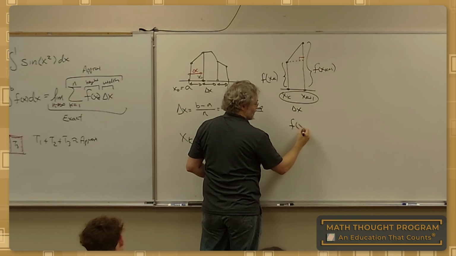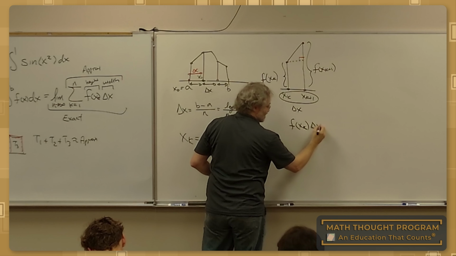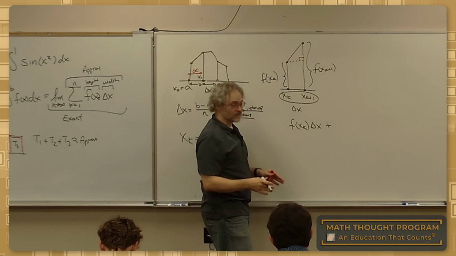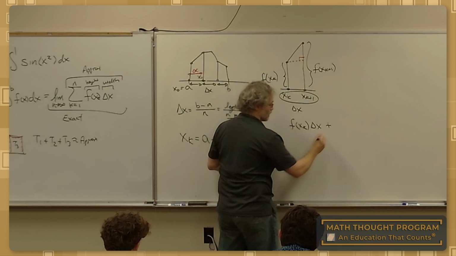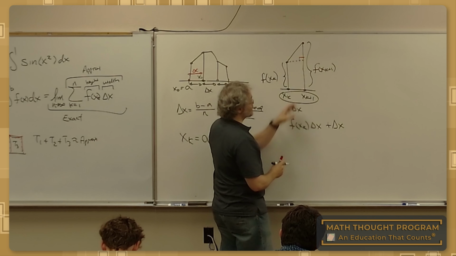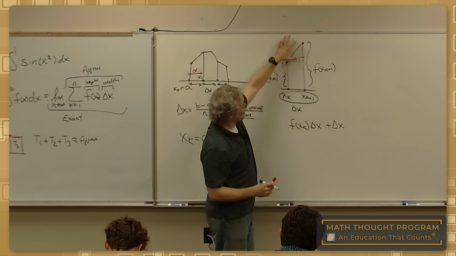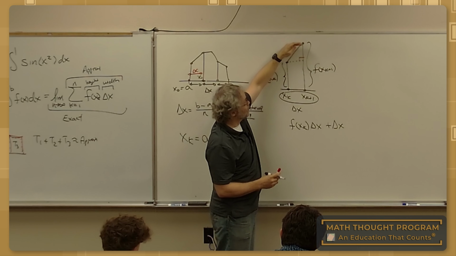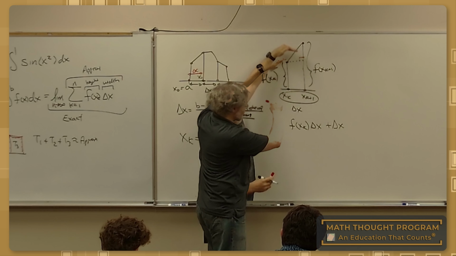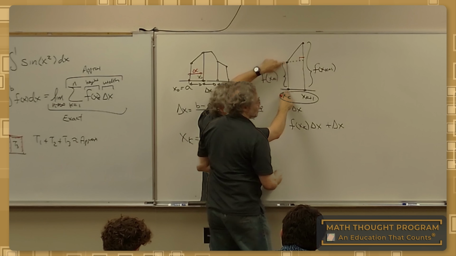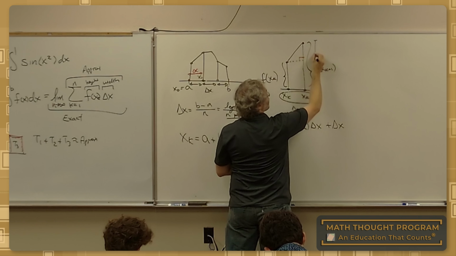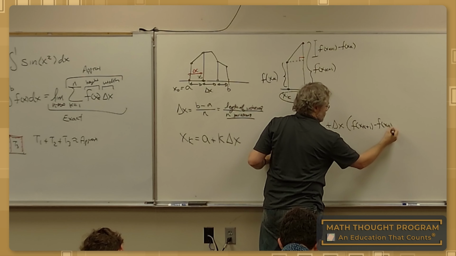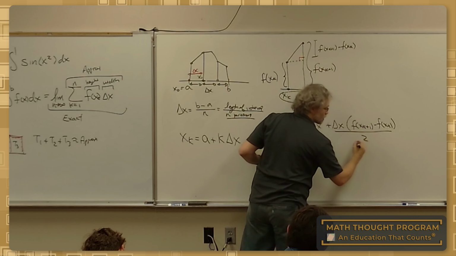So you have f of x_k delta x plus, well, the area of the triangle is going to be the base, delta x, times the height. And what's the height of this? That's going to be the discrepancy, taking the whole entire height, chopping that piece off right there. So this part is the height minus that. And then divide it all by 2.